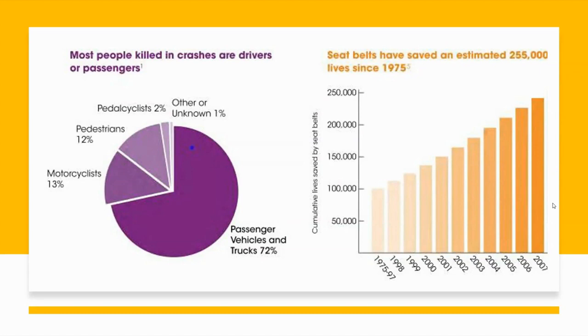And anytime that you are presenting data like this, your titles should always be your bluff. And as a quick recap, the bluff is the bottom line up front. Most people killed in crashes are drivers or passengers. There's your bluff statement, and there's your data to back it up. Seatbelts have saved an estimated 255,000 lives since 1975. Again, your bluff statement, there's your data to back it up.